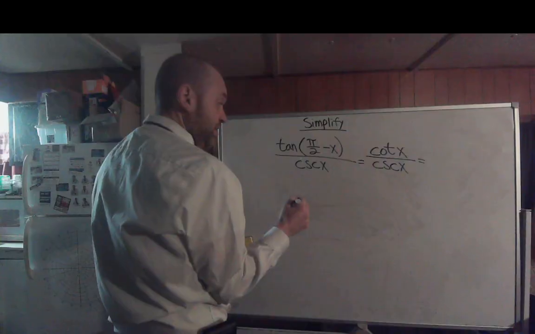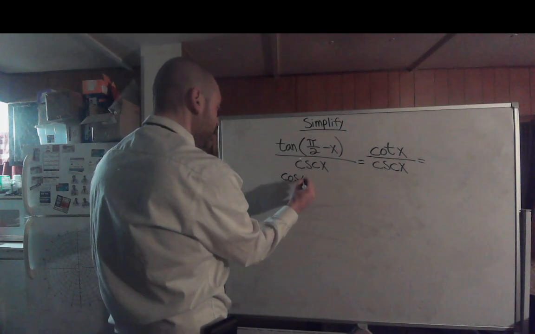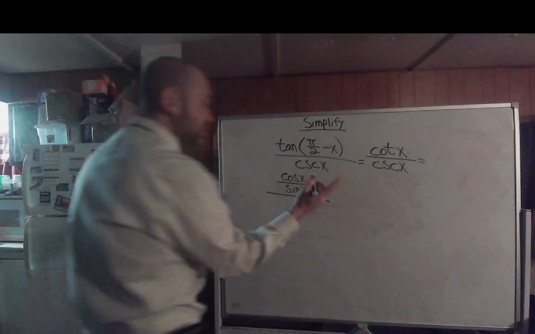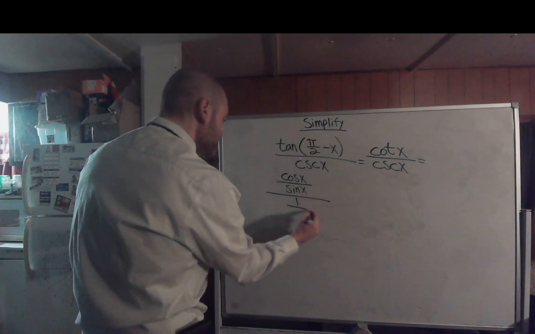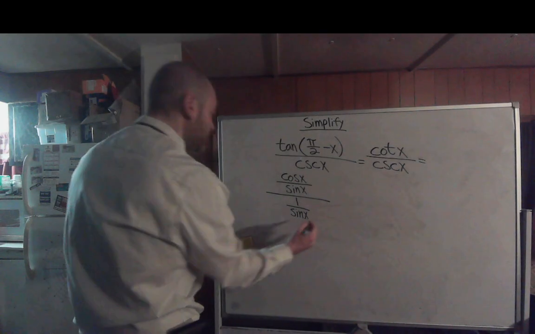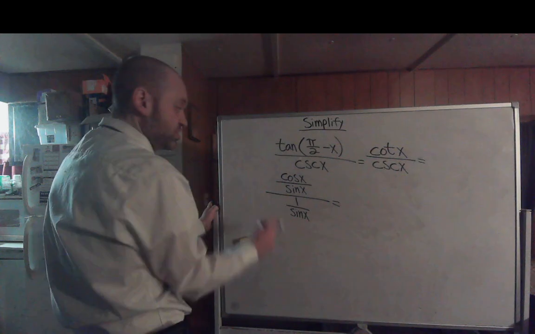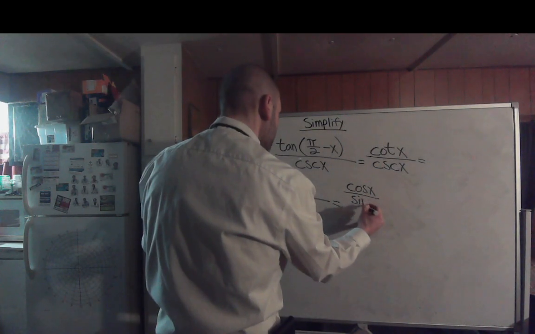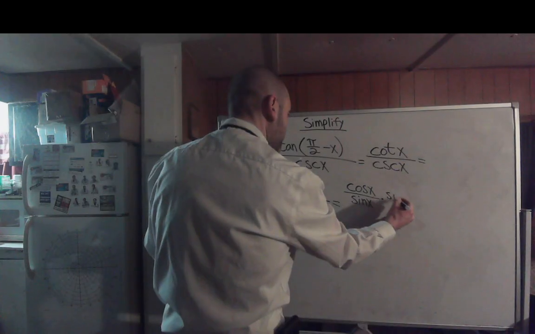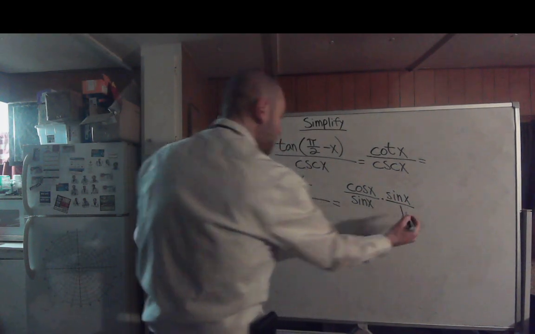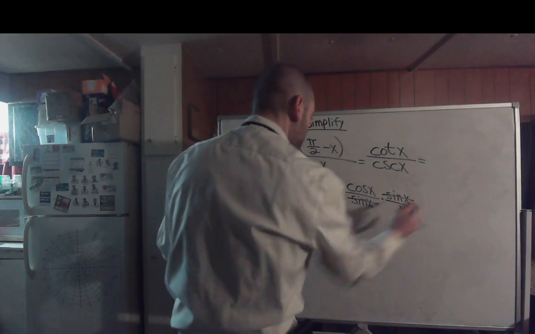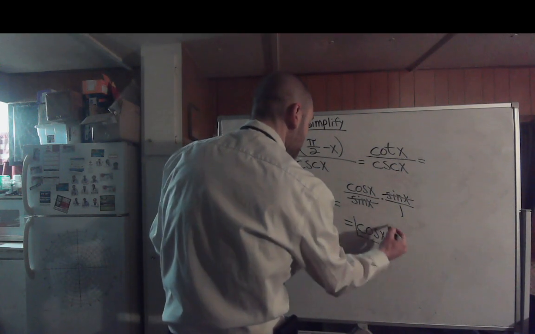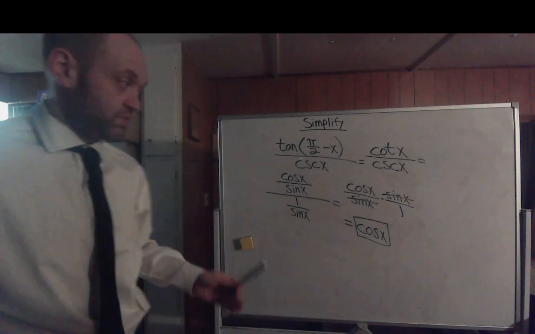Well, what's cotangent? That's going to be cosine of x over the sine of x, all over what's the cosecant? That's 1 over the sine of x. Alright, so now with these fractions, we'll invert and multiply. You'll get cosine of x over sine of x times the sine of x over 1. Well, your sine of x cancels out, you're literally just left with the cosine of x. So all this will simplify into just the cosine of x.